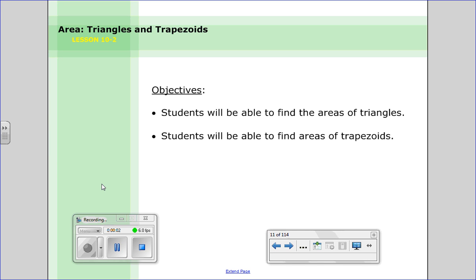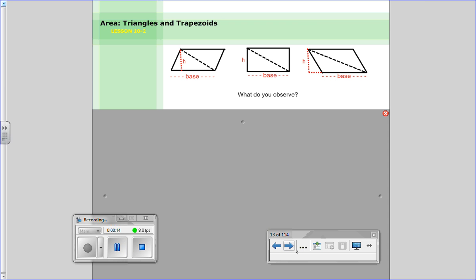Hello, this is lesson 10-2 on the area of triangles and trapezoids. In tonight's lesson, we're going to look at how to find the area of triangles and also find the area of trapezoids. So we're going to go ahead and get started.